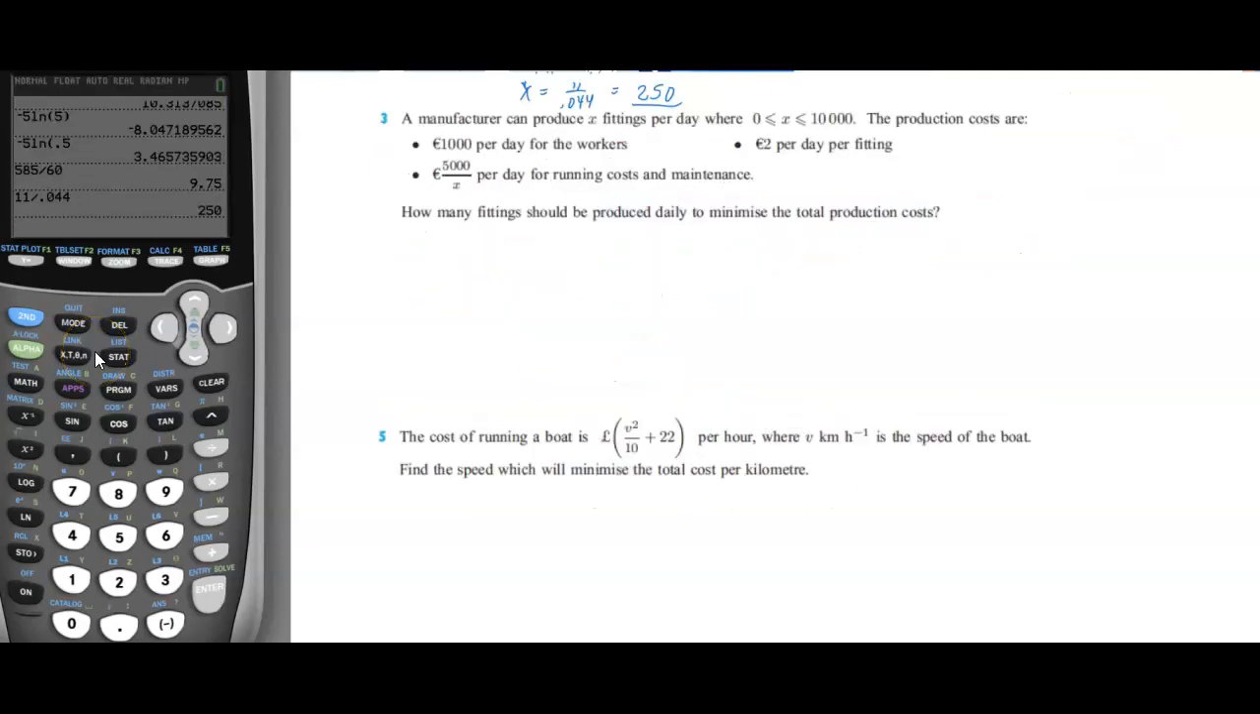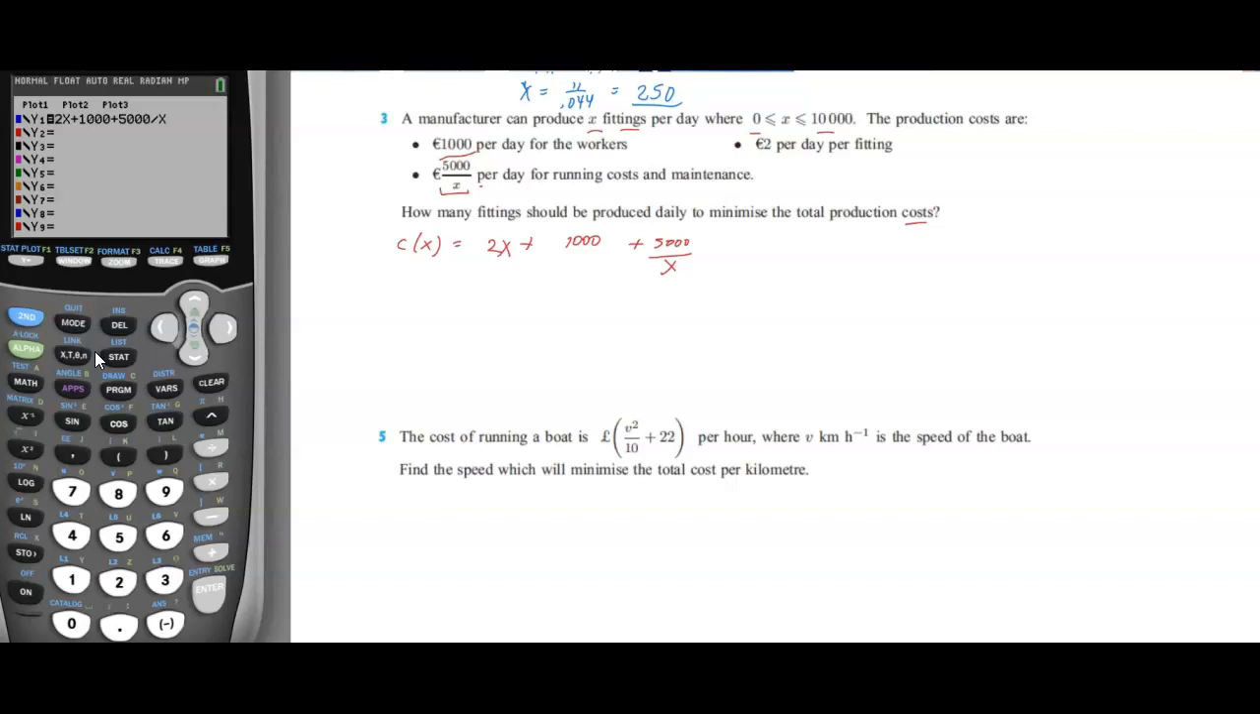Number 3, another business problem. A manufacturer can produce X fittings per day. A fitting is just some metal part. X is between 0 and 10,000. The production costs are 1,000 euros per day for the workers, 2 euros per day per fitting, and 5,000 divided by X per day for running costs and maintenance. How many fittings should be produced daily to minimize the total production costs?